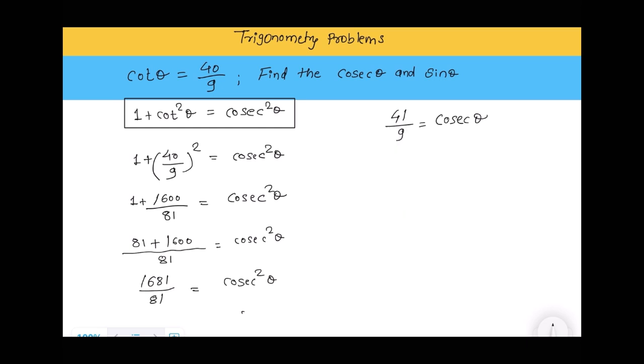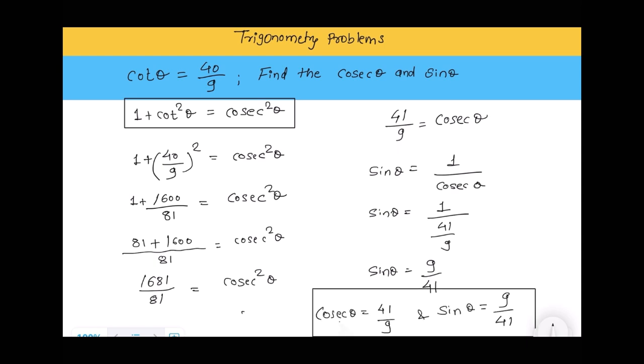Now we have to find sin theta. Do you remember from our first session, cosec theta and sin theta are inverses? Sin theta is equal to 1 upon cosec theta. So sin theta is equal to 1 upon 41 by 9. Simplifying this, sin theta is 9 upon 41. So our answers are: cosec theta is 41 upon 9 and sin theta is 9 upon 41.